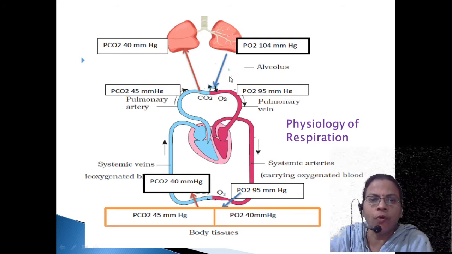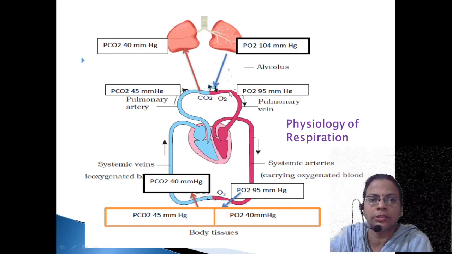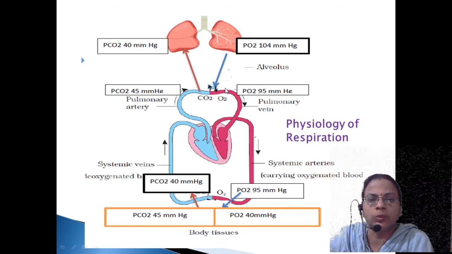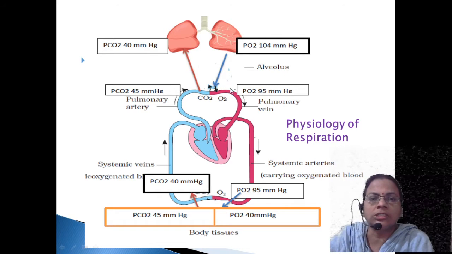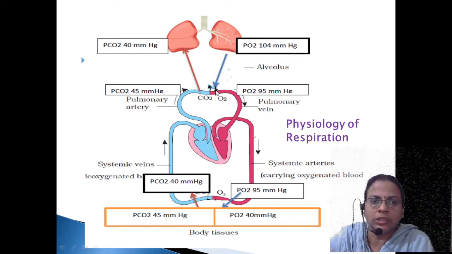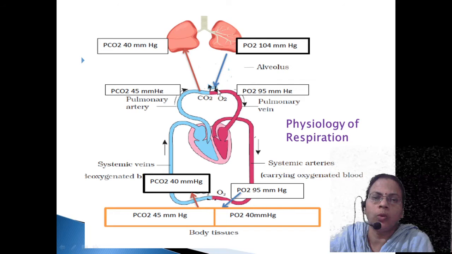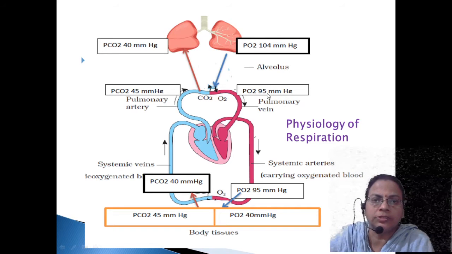So from 104 to the capillaries, the small capillaries join to form the pulmonary vein, and there oxygenation takes place from the lungs to the blood through the alveolar membrane. The exchange of gases will take place. So the oxygen-rich blood enters the pulmonary vein. Here it is 104, here it is 95.